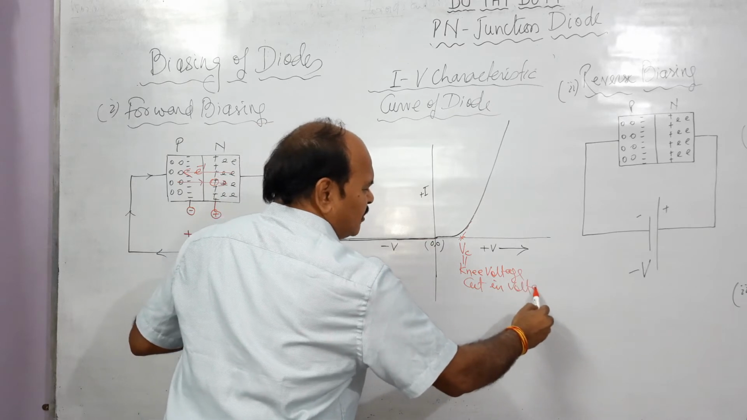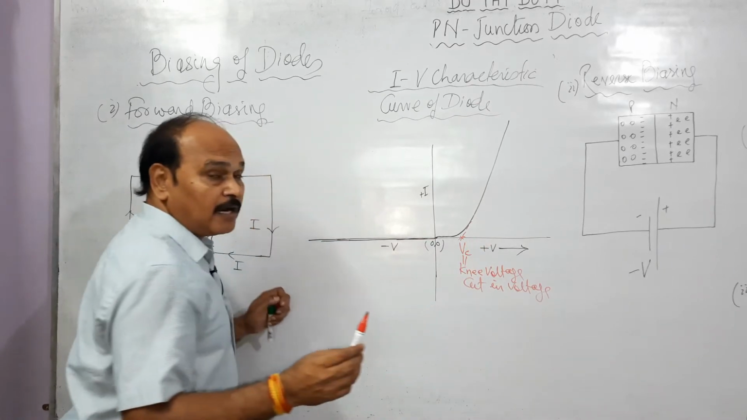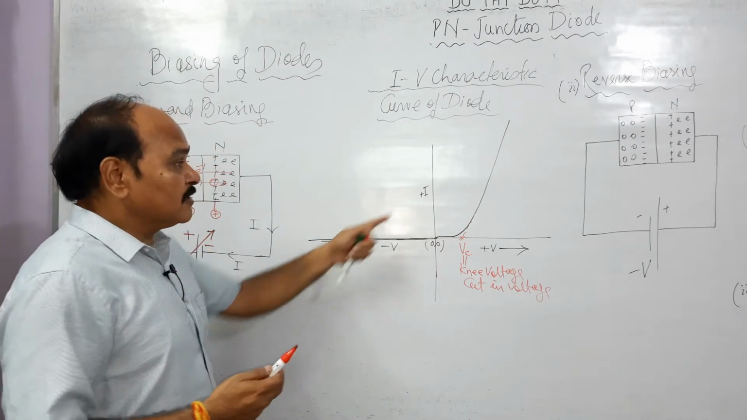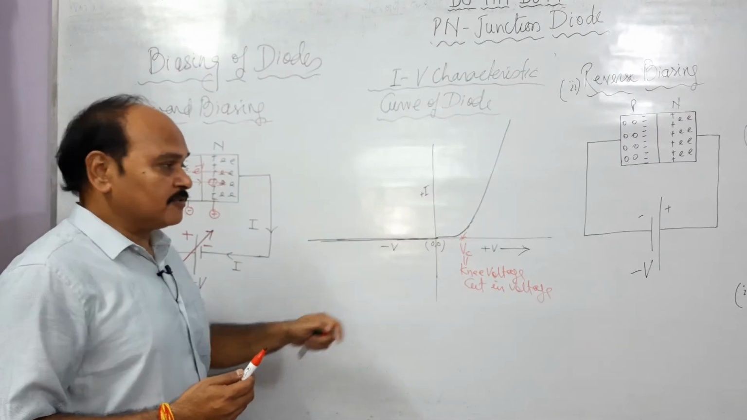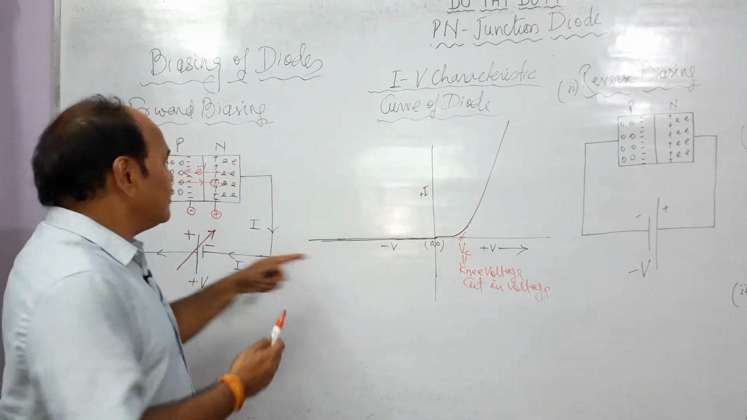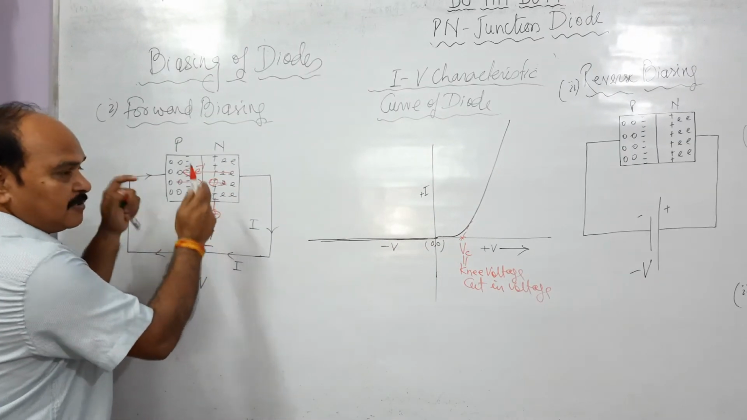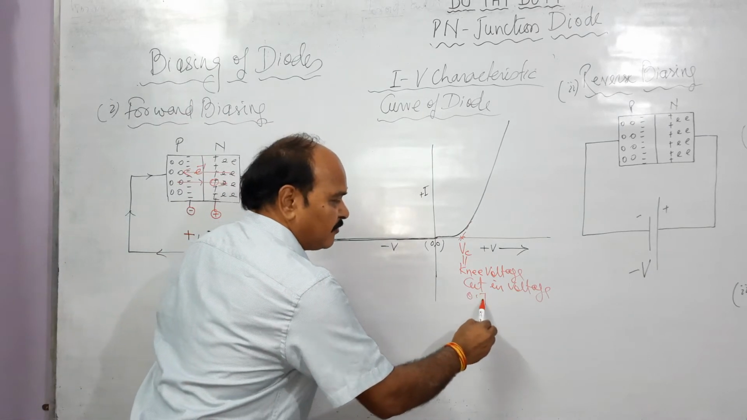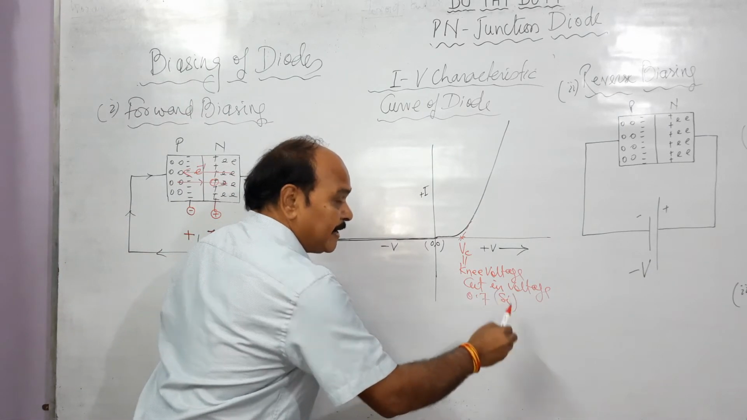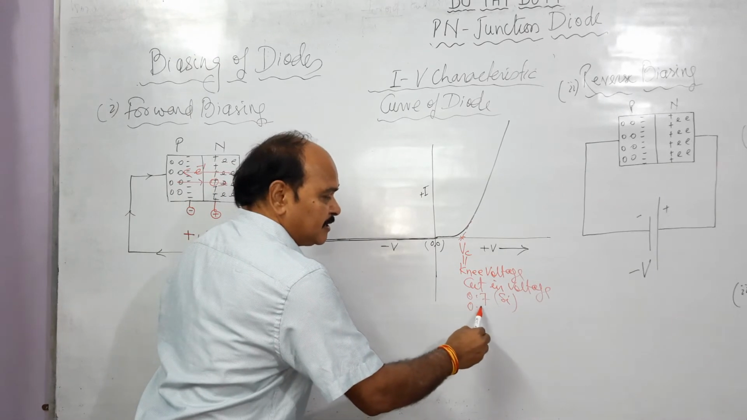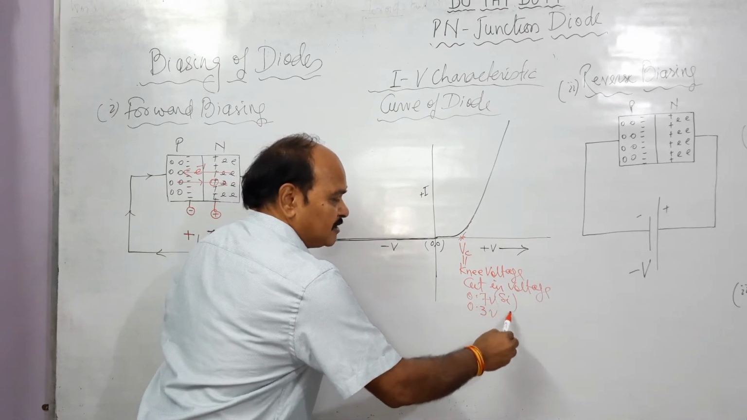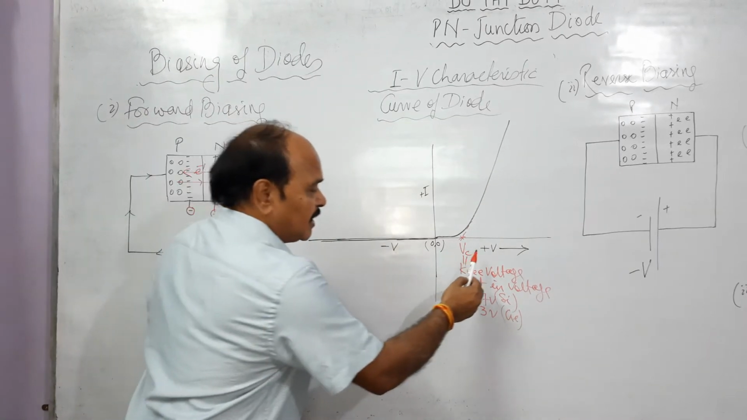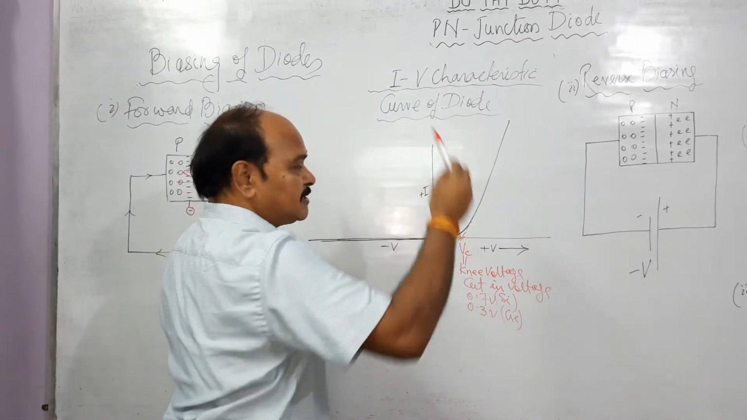And remember, this knee voltage or cut-in voltage helps us know the barrier potential. So this knee voltage is the measure of the potential difference which exists across the junction. This value of knee voltage is 0.7 volt for silicon semiconductors. It is 0.3 volt for germanium semiconductors. And as we increase the value of voltage, the current starts increasing.